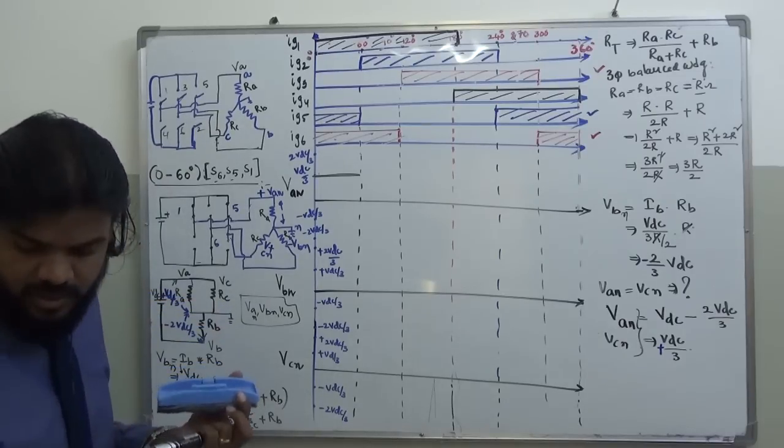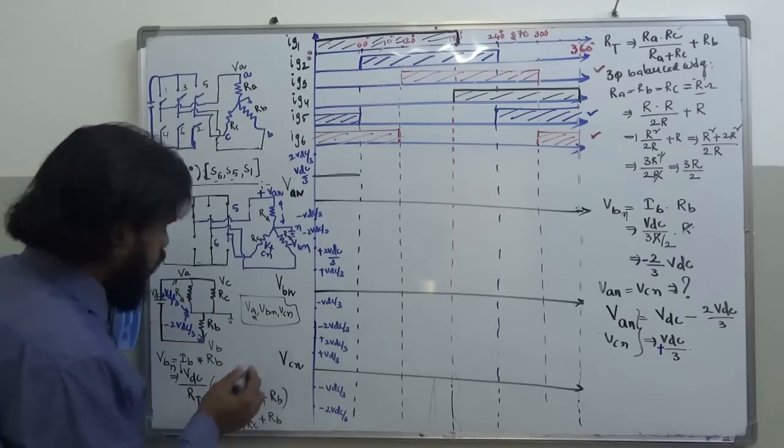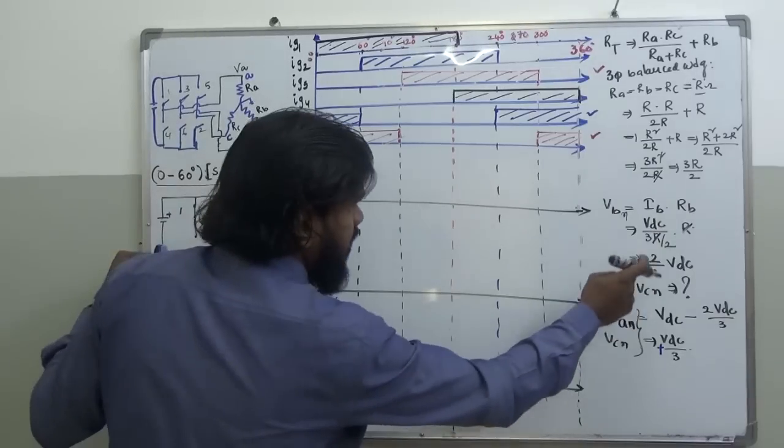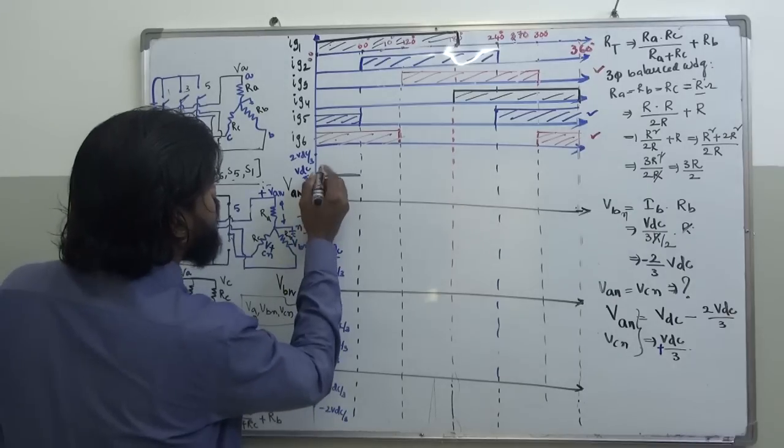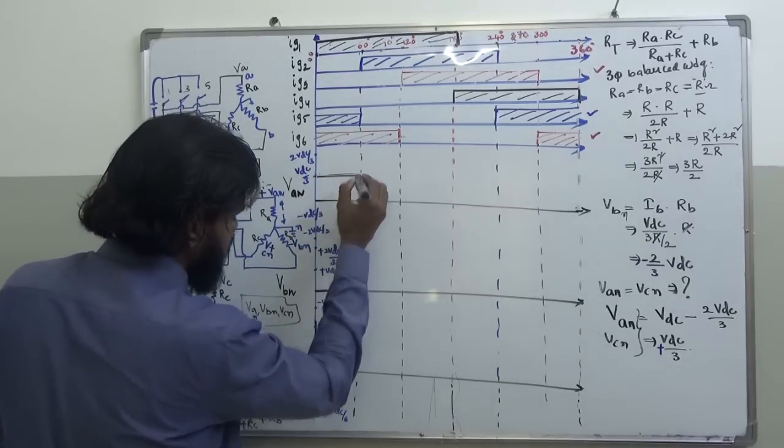Let's see how it's going to be now. So from 0 to 60, what do you get here? VAN and VBN are positive VDC. So positive VDC, positive VCN. Where is VCN?